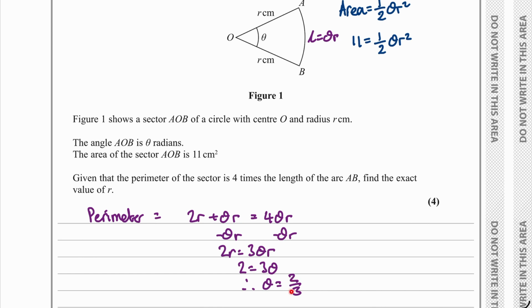And now we can substitute this 2/3 into the area. So we'll have 11 equals 1/2 times theta times r squared. Now we can simplify this. These two will cancel, and we'll get 1/3. So 11 equals 1/3 r squared. Then we can move this 3 over to the other side, so r squared will equal 33. And then we'll take the square root of both sides, so r will equal root 33.